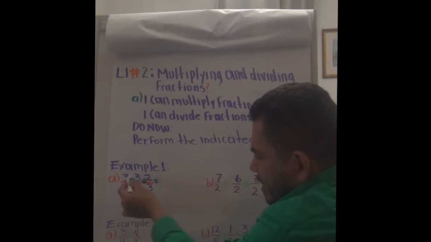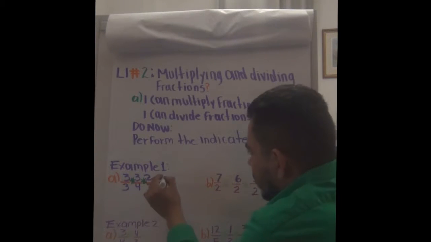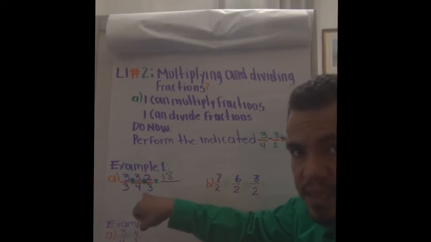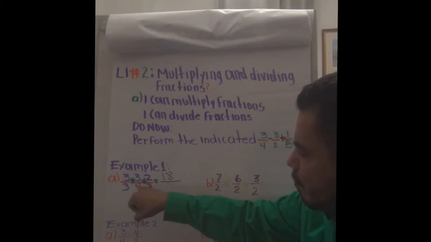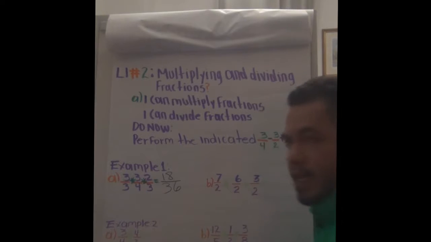Look, 3 times 3 is 9, times 2 is 18. So you got 18 over, and guess what? You're also going to multiply the denominators. So you have 3 times 4, 12, times 3, 36. And that's it. Now, can I reduce that?